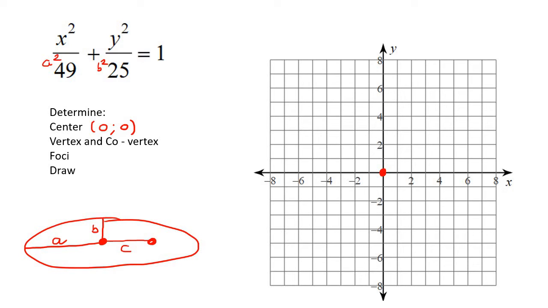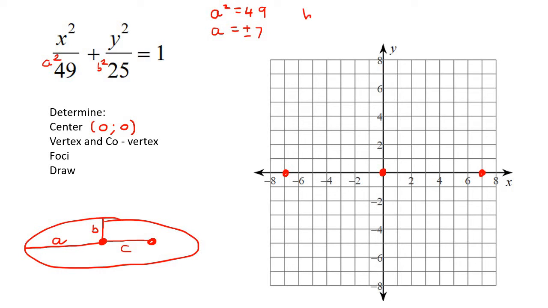To find A, we'd know that A squared is 49. So then to get A, you would square root, and you would get plus and minus 7. So that means we're going to go 7 to the left and 7 to the right.